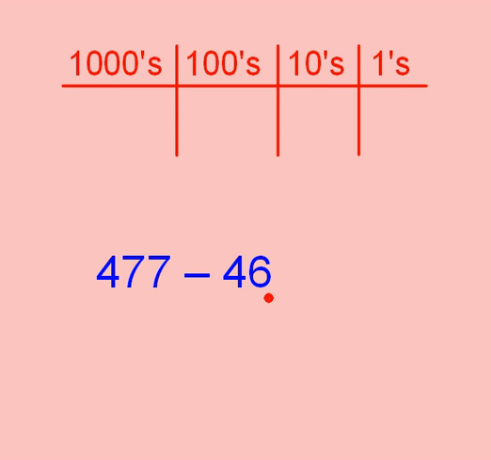For this one, I have 477, and I want to take away 46, which I need to line up carefully. I need to make sure the units go underneath the units, and the tens go underneath the tens. 7 take away 6 is 1, 7 take away 4 is 3, and 4 take away nothing here is 4. The answer's 431. I'm sure you can work out for yourself how this question actually works using this grid here.